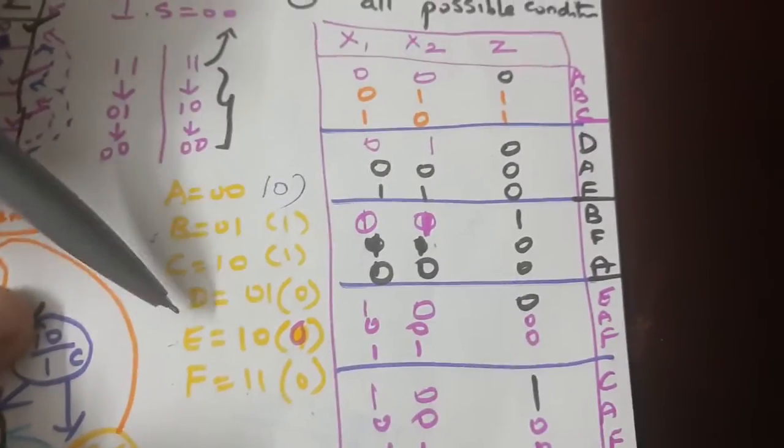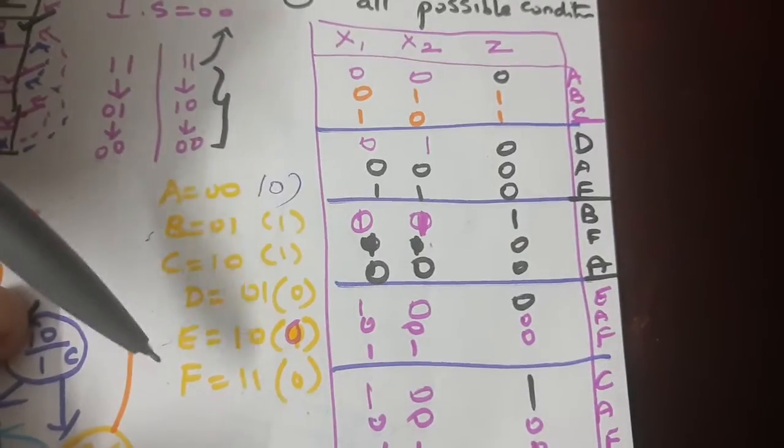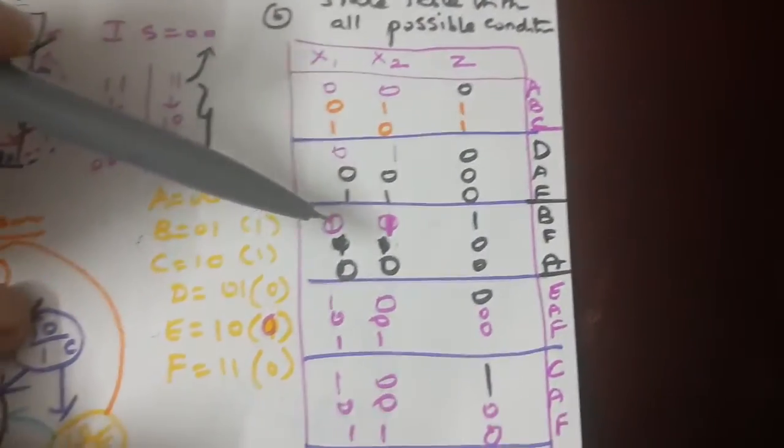0 1 0 is D. 0 0 0 is A. 1 1 0 is F. Therefore A D A F.